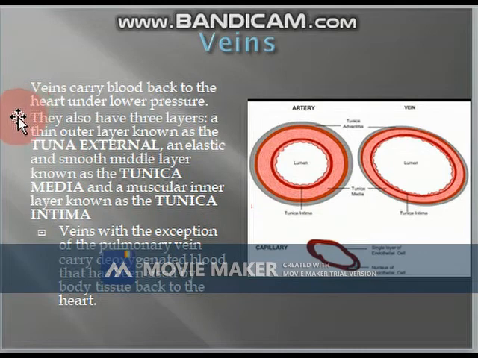Now, veins carry blood back to the heart under lower pressure. They also have three layers: a thin outer layer known as the tunica externa, an elastic and smooth layer also known as the tunica media, and then a muscular inner layer known as the tunica intima. Now, veins, with the exception of the pulmonary vein, carry deoxygenated blood that has been used by body tissue back to the heart.